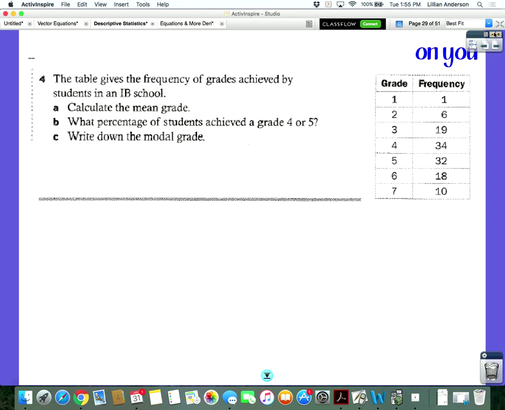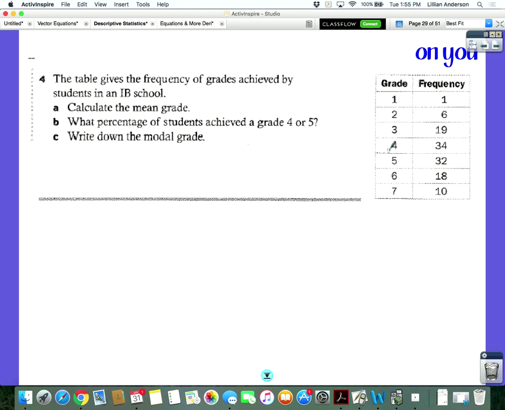What about the frequency? It is the grade with the largest frequency, which would be what? 4. It would be 4. The highest frequency is 34, so the modal grade is 4.